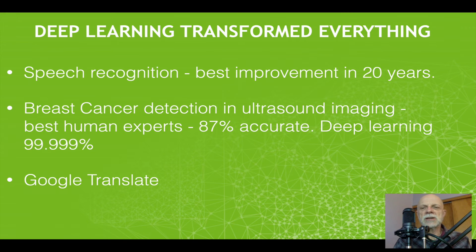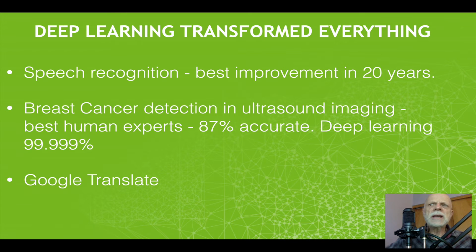In breast cancer detection with ultrasound imaging, human experts are about 87% accurate. Deep learning systems are 99.999% accurate. And finally, Google Translate. I just showed you that example. It's just really phenomenal, the growth in the improvement made in deep learning.